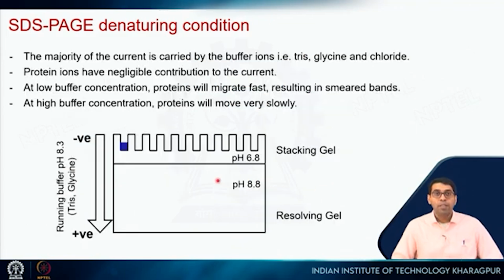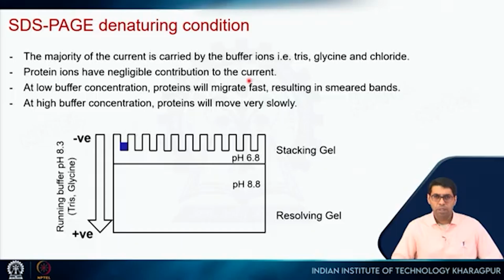Okay. So, this is again your gel. The majority of the current is carried by the buffer ions, right. Now in the buffer there will be Tris, there will be glycine, and there will be chloride, and we will see the function of these ions in the next slide. Protein ions have negligible contribution to the current.